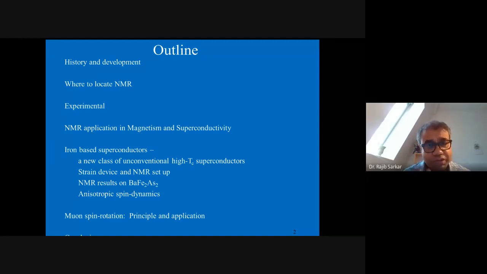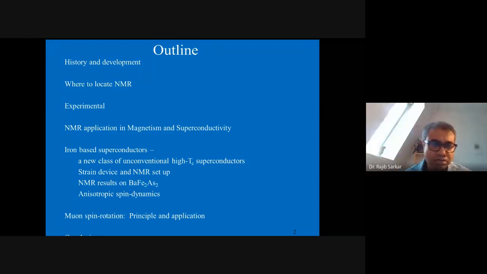First, I would like to give you a brief history and development of the technique nuclear magnetic resonance. After that, I will talk about where to locate NMR, because as we talk about condensed matter physics or solid state physics, where this NMR technique is actually located is important to share. After that, I will talk about, in general, the experimental conditions, the experimental equipment you need, and how the whole experiment works with NMR.